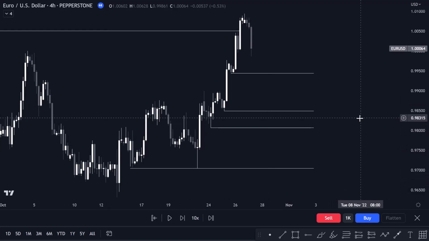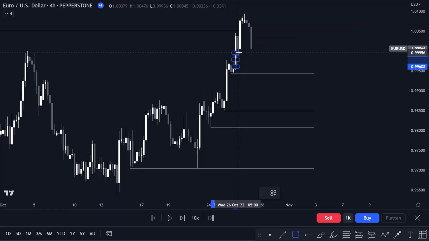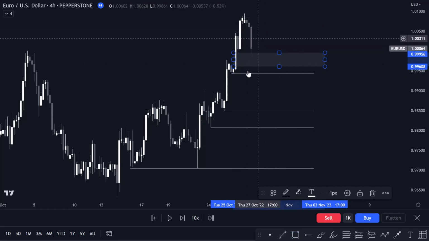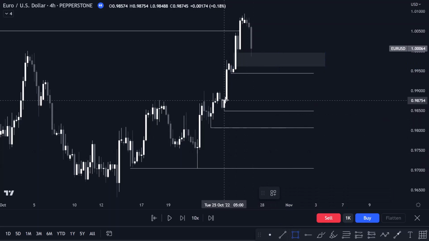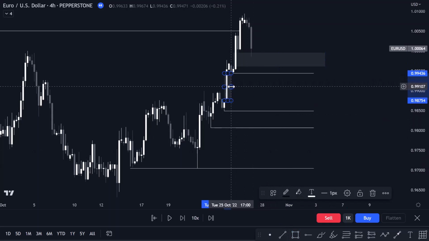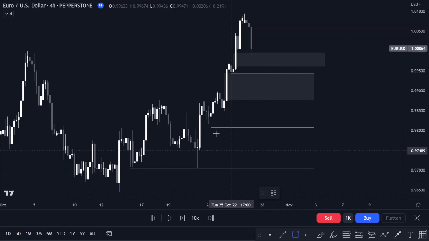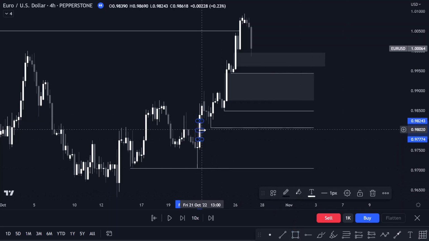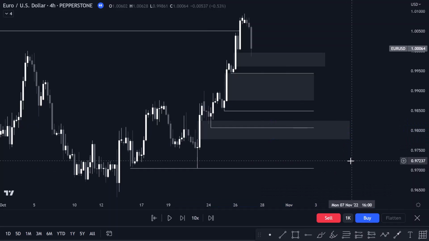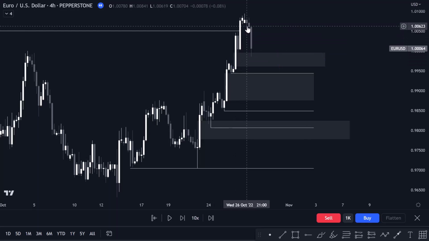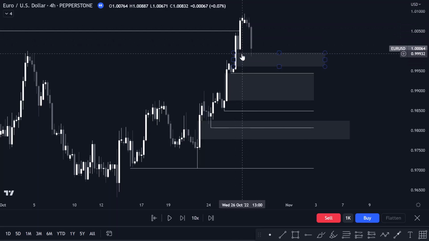Now the third step is to identify fair value gaps. We do have a fair value gap here. This one, price is currently trading through this fair value gap. We do have this one too. One right here. That's it. So now, as we said in the beginning, price always will go and seek liquidity levels and will go and rebalance fair value gaps. So we see liquidity, fair value gap, liquidity, fair value gap, liquidity.